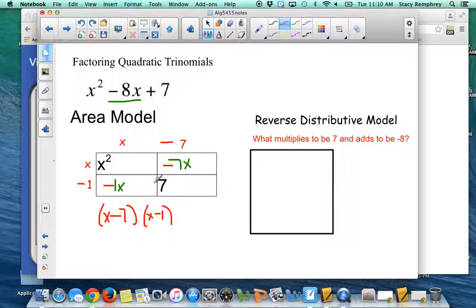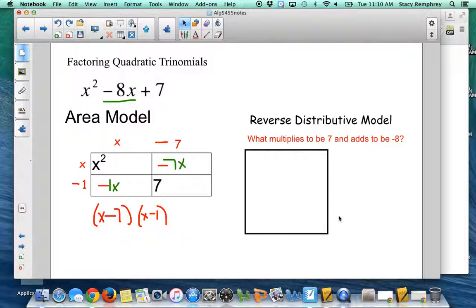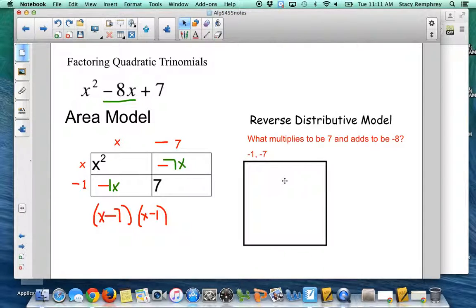So it's using that same idea we used before when we multiplied, in reverse. This distributive model might be a little more complicated, but I do have people who think this makes more sense. Again, you don't need to know both, you just need to know one that works for you. So we're going to look for numbers that multiply to be 7, which comes from this last term, and add to be negative 8, which is the coefficient in front of the x term. I found two numbers that do that, negative 1 and negative 7.